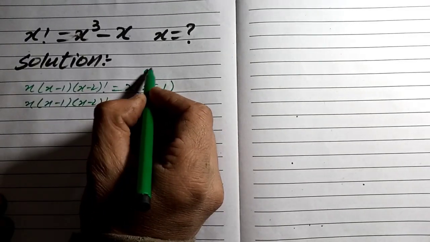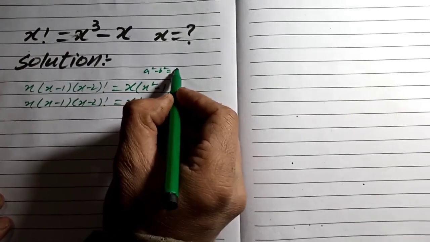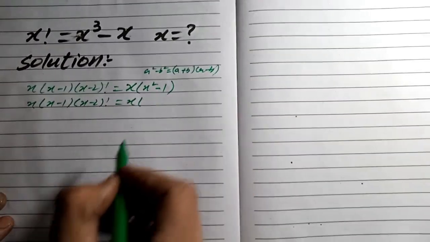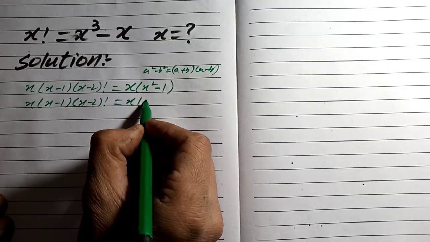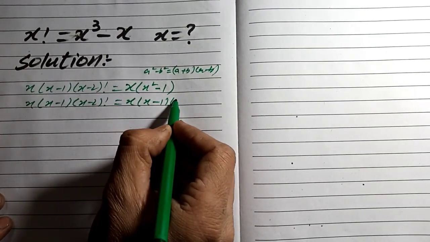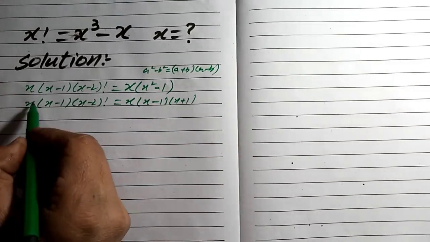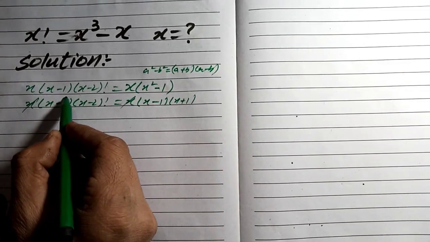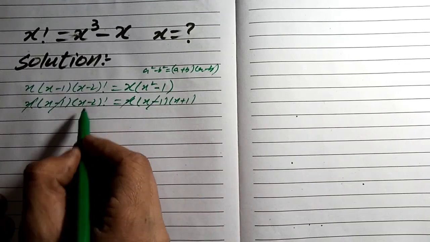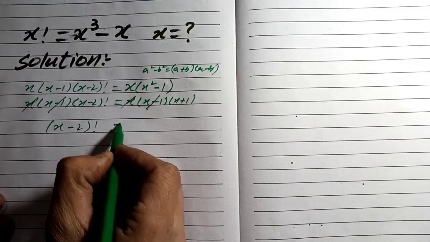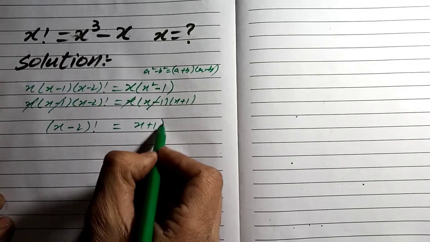And we can use the formula a square minus b square, which is equal to a plus b times a minus b. So in place of x square minus 1 we can write x minus 1 and x plus 1. So here the x minus 1 will be cancelled, and we are left with x minus 2 factorial, which is equal to x plus 1.